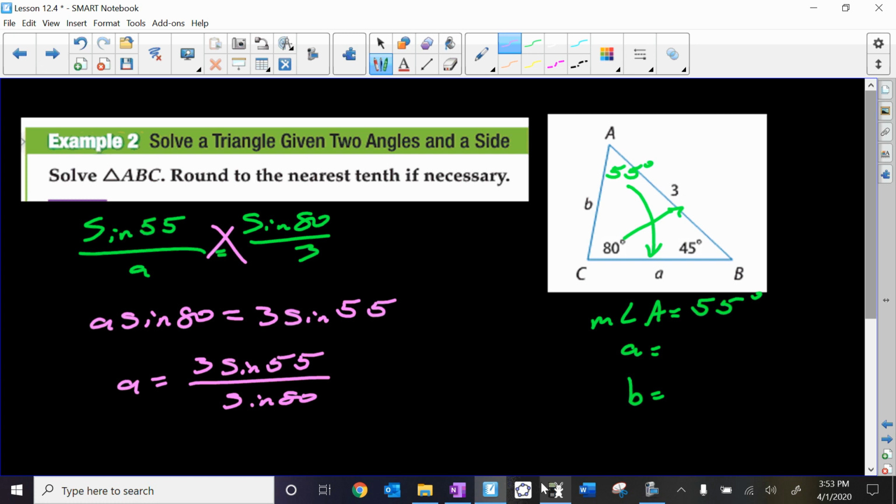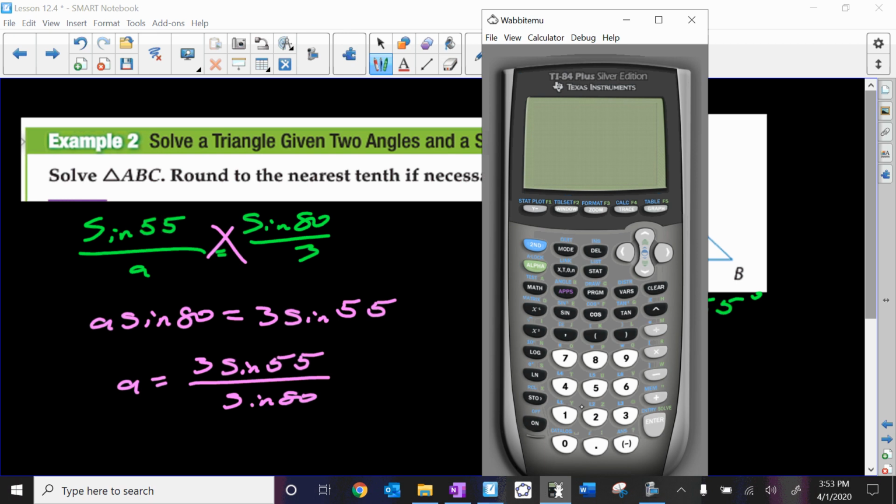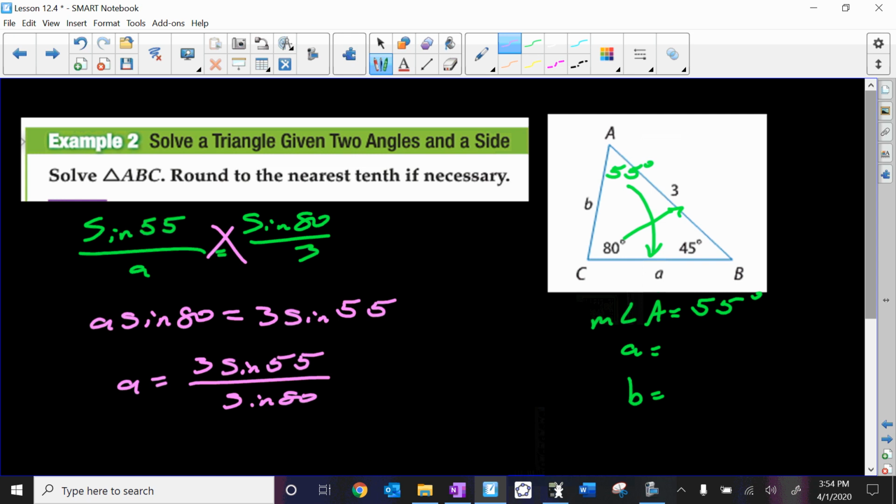And take out your calculators to do this. 3 sine of 55 divided by sine of 80 gets me approximately 2.5 for my side length. There's side length A.